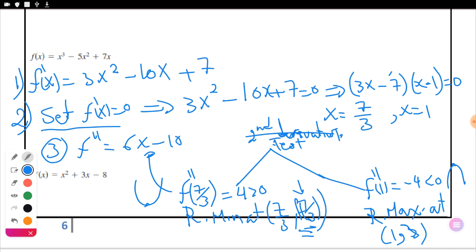I hope you understand. Find the zeros of the first derivative, replace them in the second derivative. When the second derivative at this point is positive, it means relative minimum. Negative means we have a relative maximum. Okay? I hope you understand well.